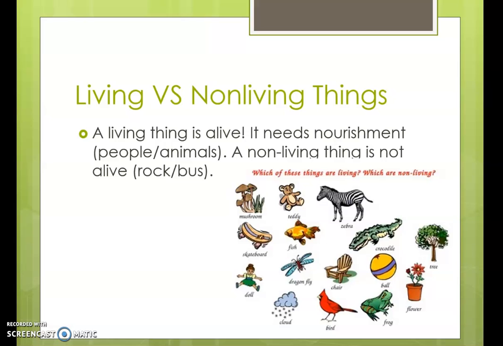Okay. All right, so now we're going to look at living versus non-living things, because that's something we must know to truly understand parts of this standard. So we know that a living thing is what? What's that A word right there? Alive. Alive, all right? It needs nourishment. Living things include people and animals. A non-living thing is not alive, like a rock or a bus. So, which of these things are living, which are non-living?